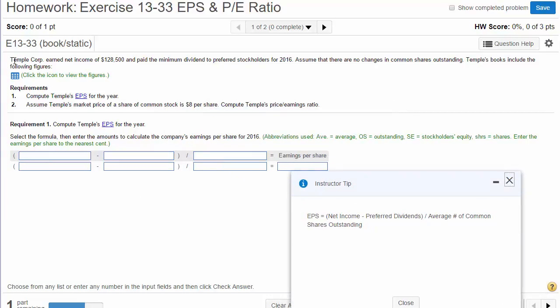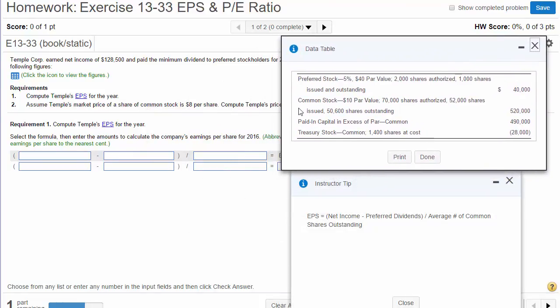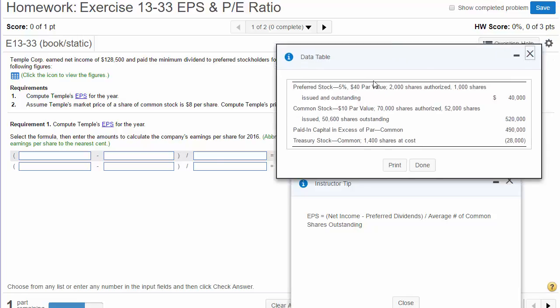So here's the deal. Temple Corp earned net income of $128,500 and paid the minimum dividend to preferred stockholders for 2016. Assume that there are no changes in common shares outstanding. Temple's books include the following figures. Preferred stock, 5%, $40 par, 2,000 shares authorized, 1,000 issued and outstanding. Common stock, $10 par, 70,000 authorized, 52,000 shares issued, 50,600 shares outstanding.